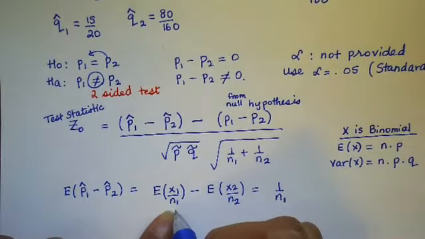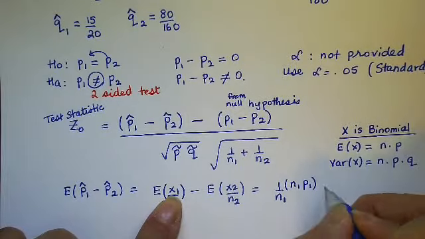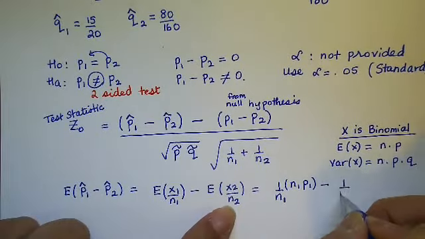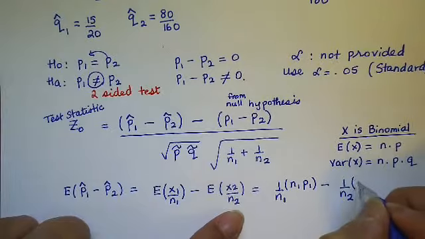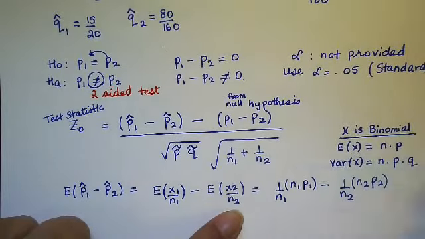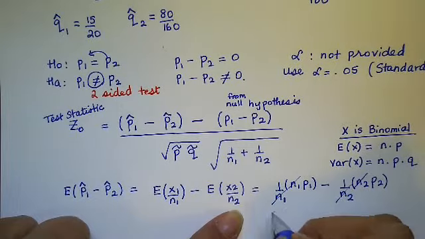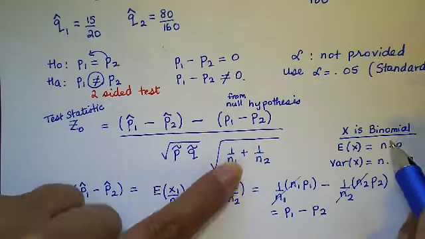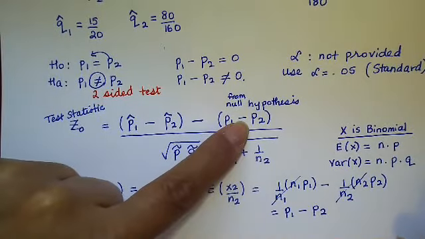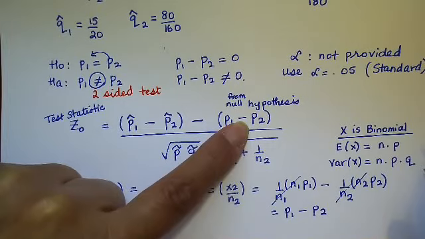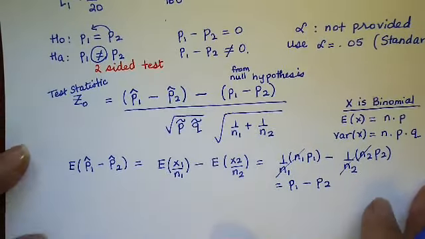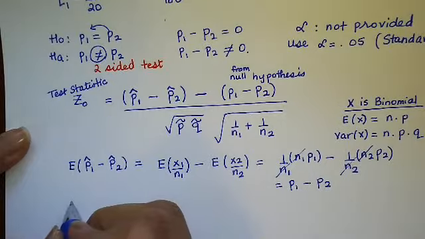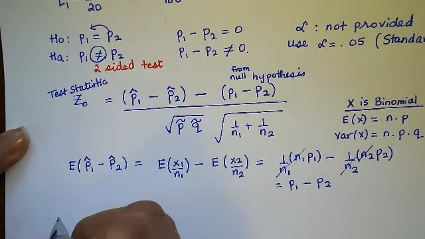So I'm back here. I pulled out the constant of 1 over n1 and I have E of x1, which is just n1 p1. And here I pull out the 1 over n2, so E of x2 is n2 p2. So this n cancels with this n, and that n cancels with that n, and I'm left with p1 minus p2. That's where this p1 minus p2 right here comes from. This is the mean of p1 hat minus p2 hat.